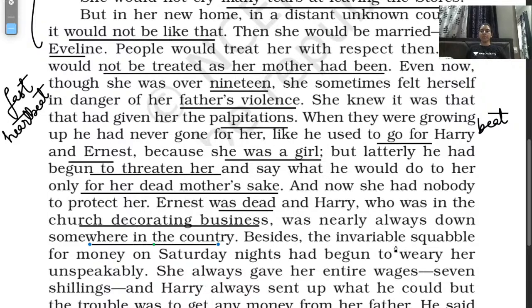Besides the invariable quarrel for money on Saturday nights had begun to weary. Weary is tire. Thak jana.